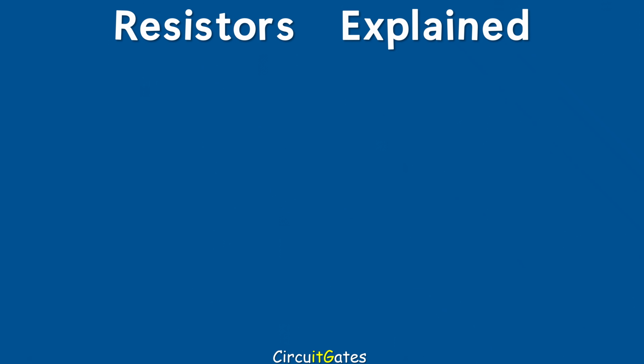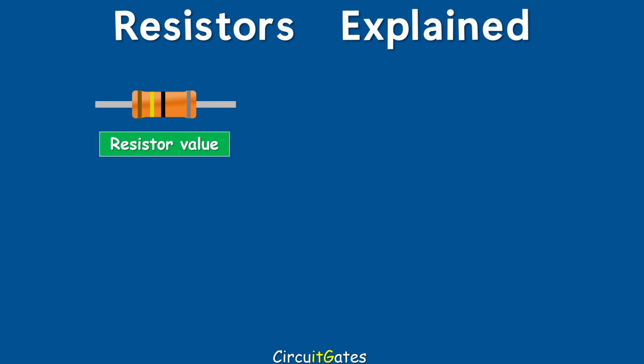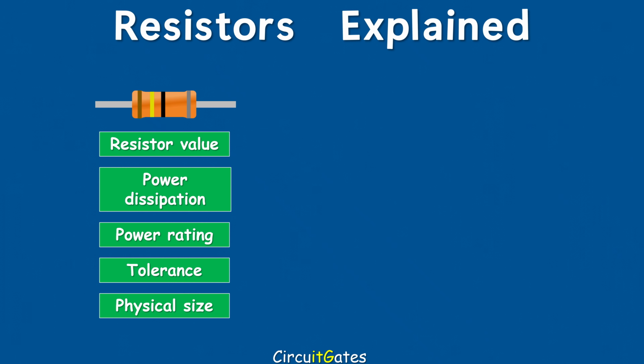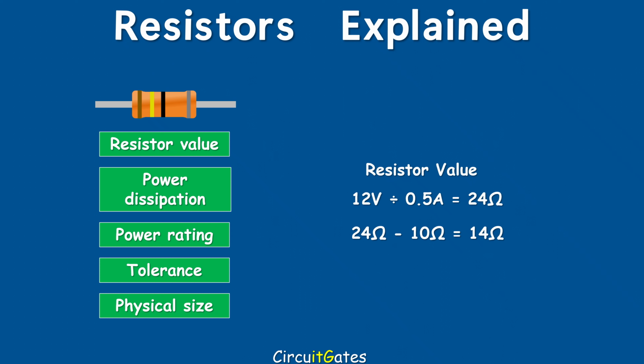When selecting a resistor for a particular circuit, there are factors that are considered so that the resistor will operate as required. These factors include resistor value, power dissipation, power rating, tolerance, and physical size of the resistor. After calculating the value of a resistor as we have done earlier in this video, you then pick a resistor with the power dissipation, power rating, tolerance, and physical size of the resistor needed in that particular circuit.